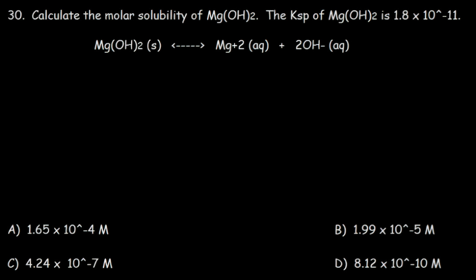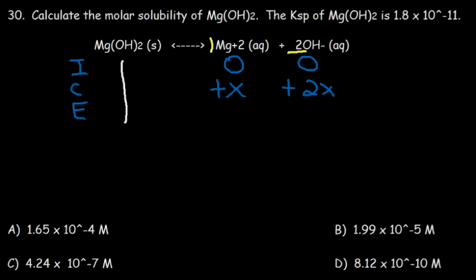Number 30. Calculate the molar solubility of magnesium hydroxide. The Ksp, or solubility product constant of magnesium hydroxide, is 1.8 times 10 to the minus 11. So, if we were to write an ICE table, this would be 0, 0, plus x, plus 2x, because it's a 1 to 2 ratio. And for the left side, we can just put nothing there, or just a 1, because it's a solid. It's not going to be included in the equilibrium expression.